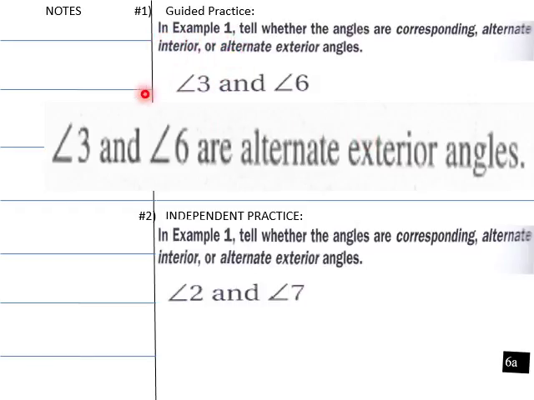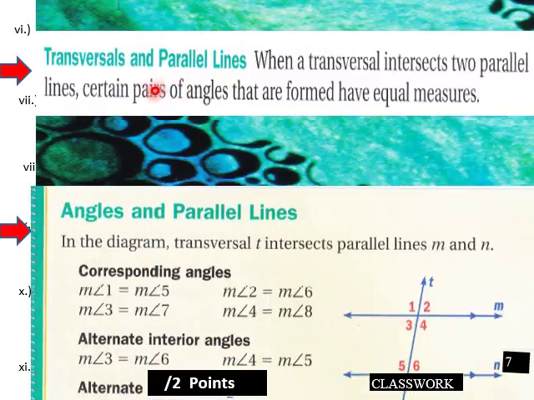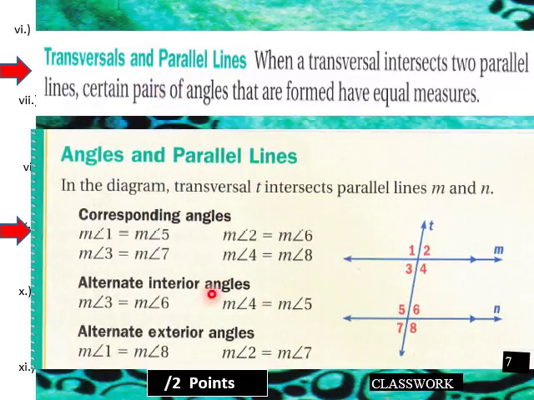So look on your class worksheet and you can respond to this going from transversals and parallel lines. Here's a diagram here, and then here are all the definitions. This is classwork sheet page 7. And this describes all of your angles with a transversal with two parallels, M and N and T, much like example 1.